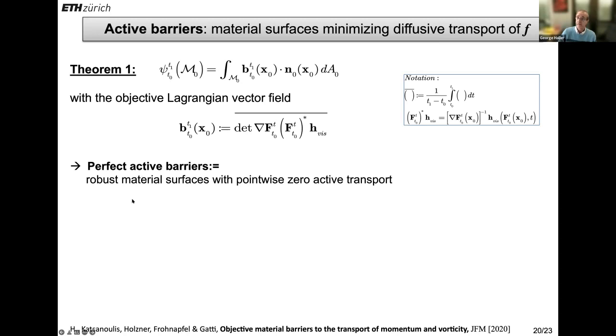So what are then perfect barriers to active transport? It's now easy to answer. Perfect barriers to active transport are barriers, material surfaces, along which this product is 0, because nothing gets through.